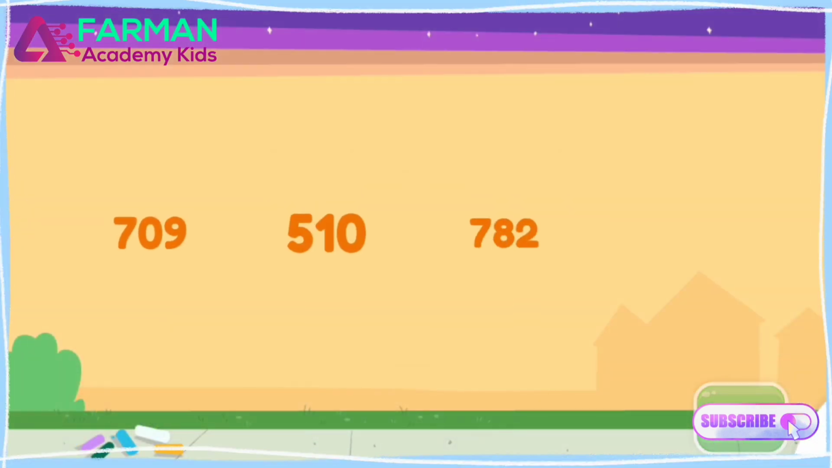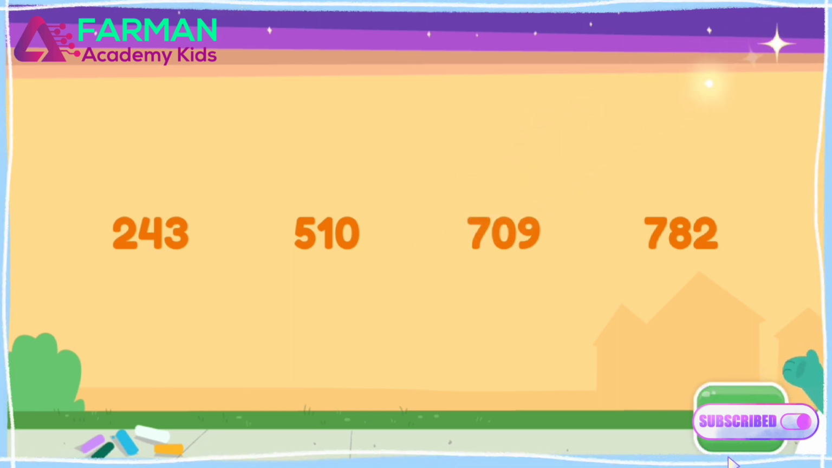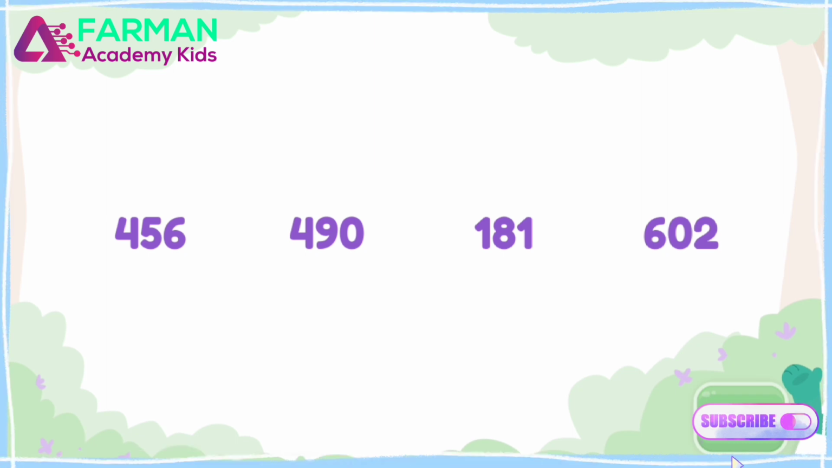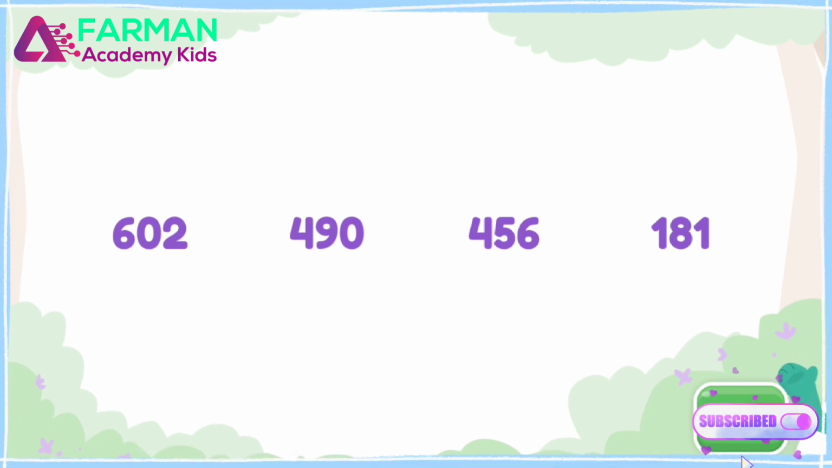Now let's compare multiple numbers at the same time. Put them in order from least to greatest. You put them in order. Cool beans! Listen carefully to the next instruction. Put the numbers in order from greatest to least. The biggest number should be on the left side. That was so fun!